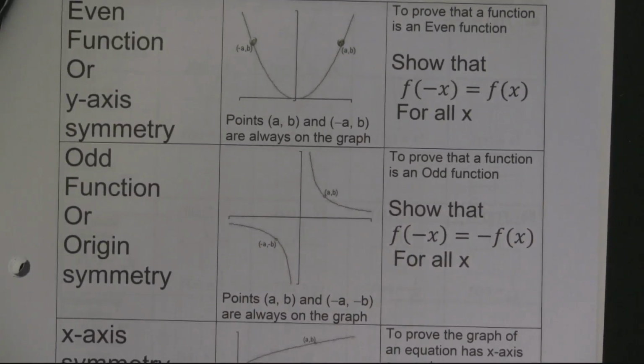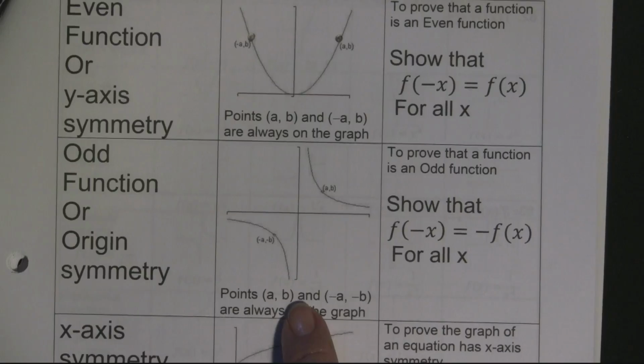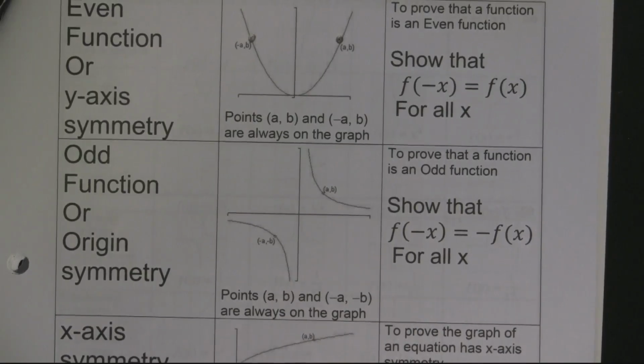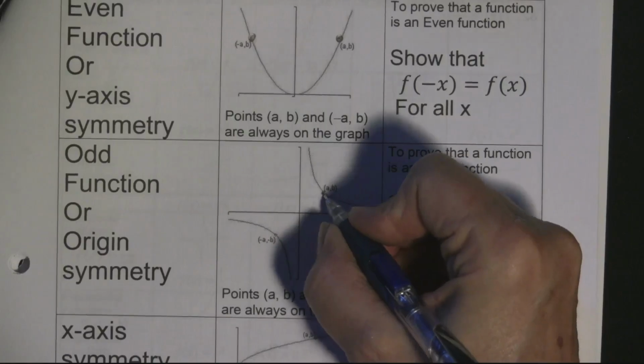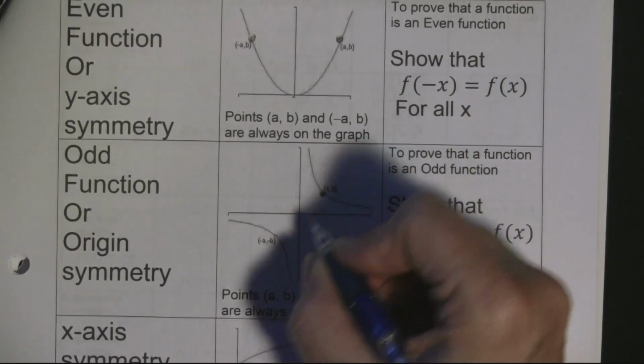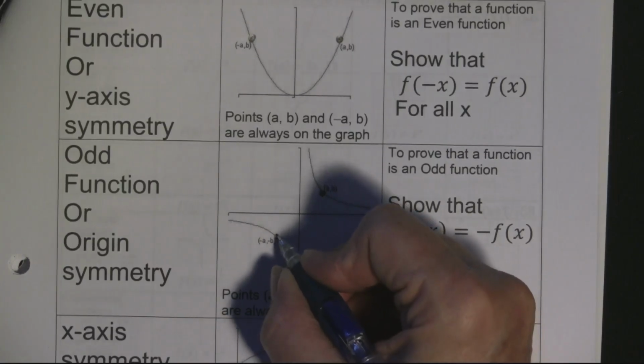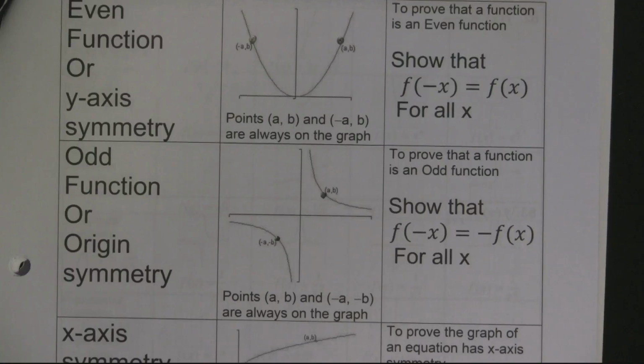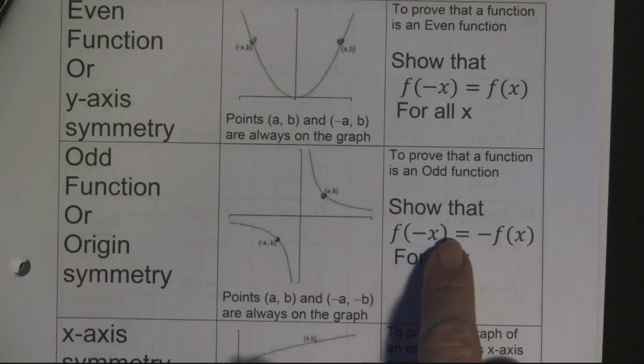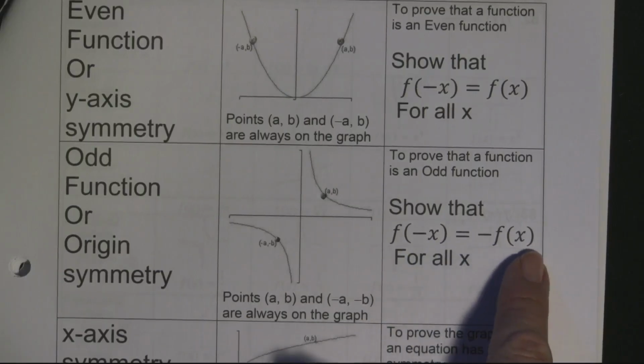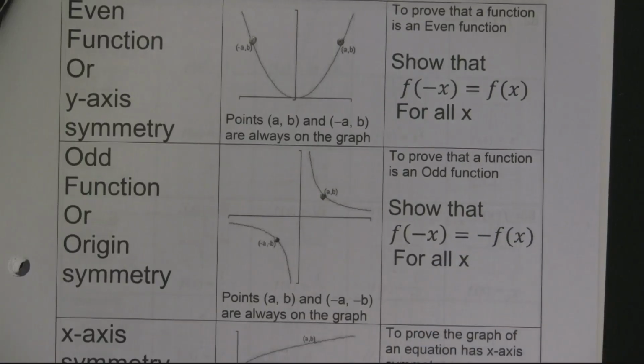Okay, an odd function has origin symmetry, and here's the graph of something that is an odd function, called an odd function or origin symmetry. And if the point AB is on the graph, then the point negative A, negative B is on the graph of an odd function. When you want to prove that a function is an odd function, you need to show that f at negative x is equal to the opposite of f at x, or negative f of x, for all x. And I'm going to show you an example of how to do that.